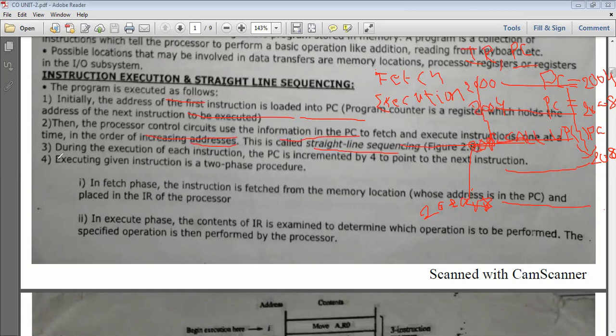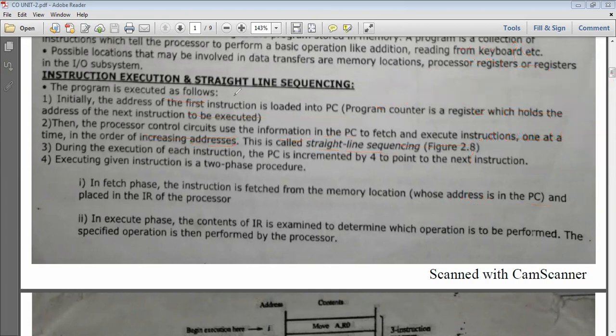During the execution of each instruction, the PC is incremented by 4. 2000, 2004, 2008. How does the PC value change? It is incremented by 4 to point to the next instruction. Executing a given instruction is a two-phase procedure. What are the two phases? Fetch phase and execution phase.